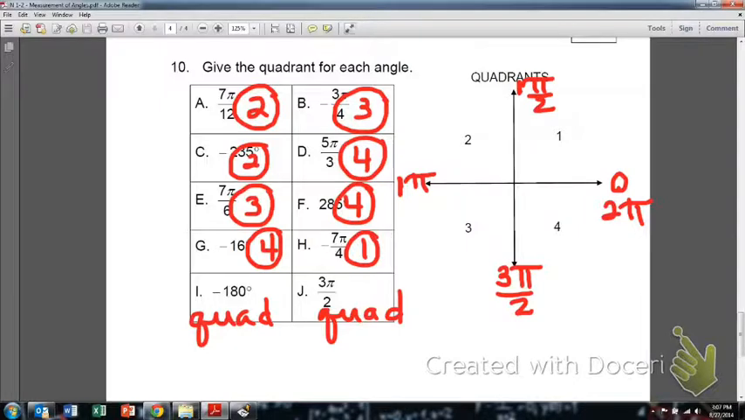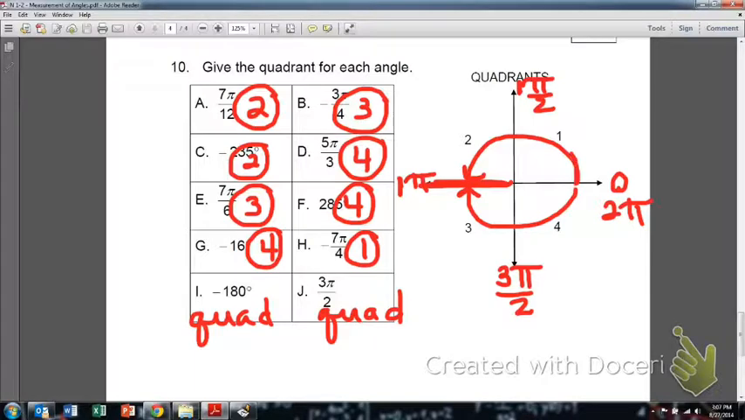Okay, so I've put up what quadrants the rest of these are in. The last two, negative 180, remember positive 180 is like this. So negative 180, same distance, opposite direction. It would be like this. Either way, you end up over here. And that's on an axis. So that's what we call a quadrantal angle. It's not in a quadrant. So I just put quad for quadrantal.